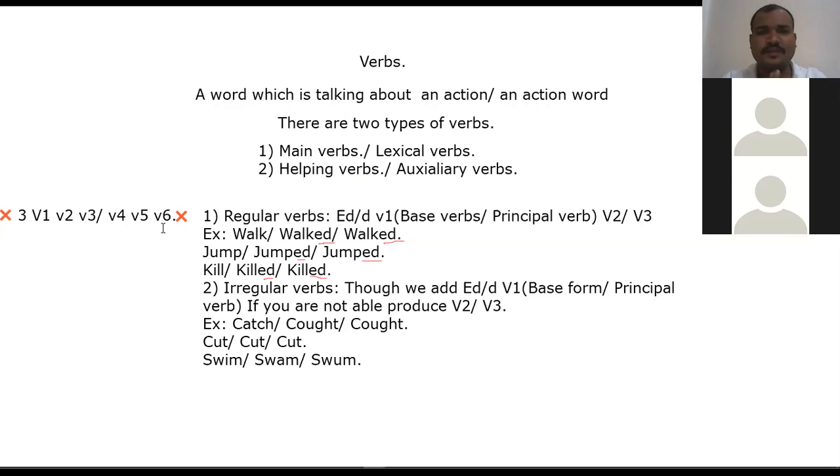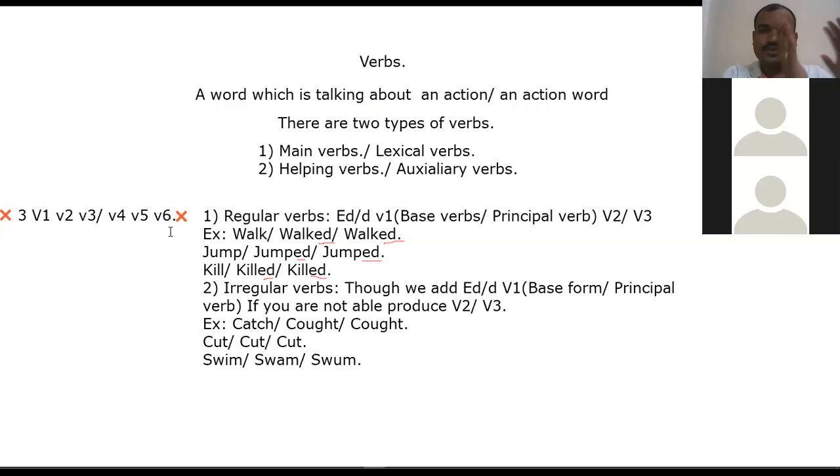V1, V2, V3 is nothing but present, past, past participle. V4 means present participle, V5 means infinitive form, and V6 means the S or ES form added to the base verb, which is used in the third person singular only. So we don't need V4, V5, V6 much. Only in a few cases do we use them, but you're supposed to keep in mind V1, V2, V3 forms. These are very essential aspects for spoken English, and not only for English, for any language.